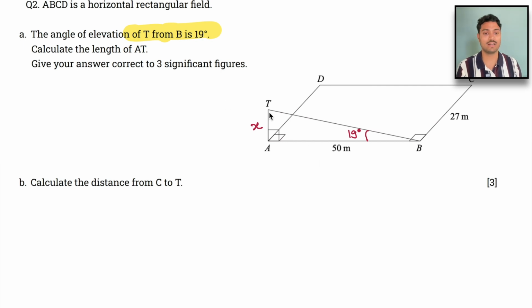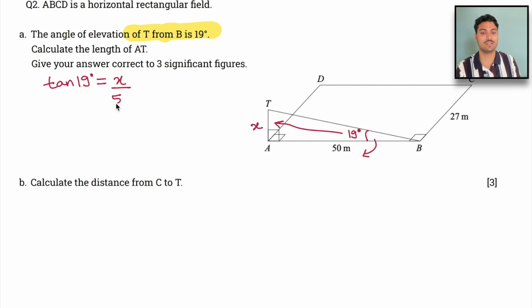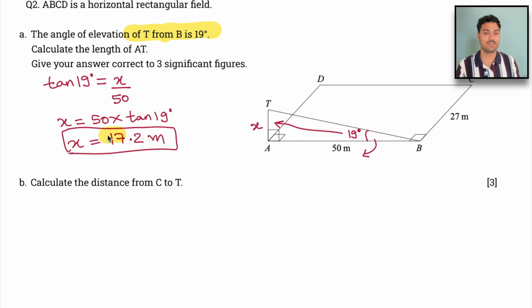So we have a right angle triangle TAB, right angled at A. We have to find the opposite length, and adjacent is given to us. So again we can apply tan theta. We can write tan 19 degrees is equal to opposite upon adjacent. Opposite is X divided by adjacent, that is 50. So X is equal to 50 multiplied by tan 19 degrees. So X will be, let's check, 50 multiplied by tan 19, and the answer is 17.2 meters, and that's the answer, 17.2 meters.